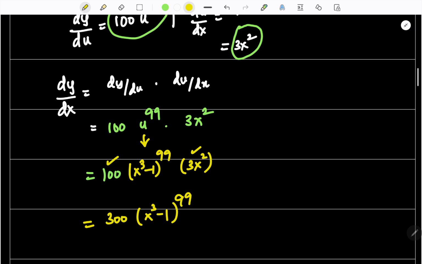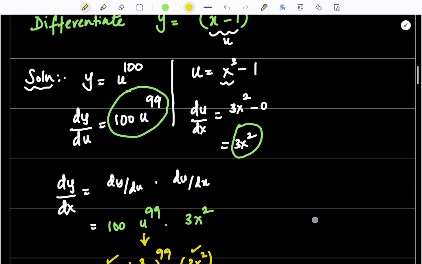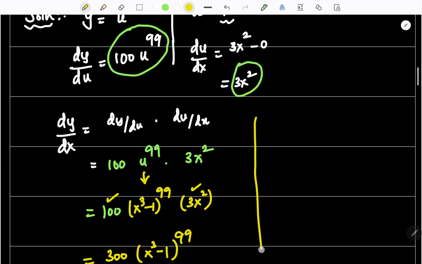Okay. Do you want me to do it directly? Yes. Let us do the direct method. So I put a line. Teacher, do I have to do both the methods in the exam? No. Any one method you have to follow.